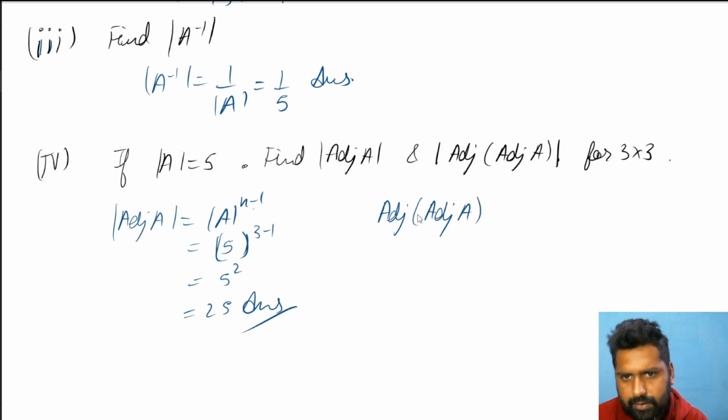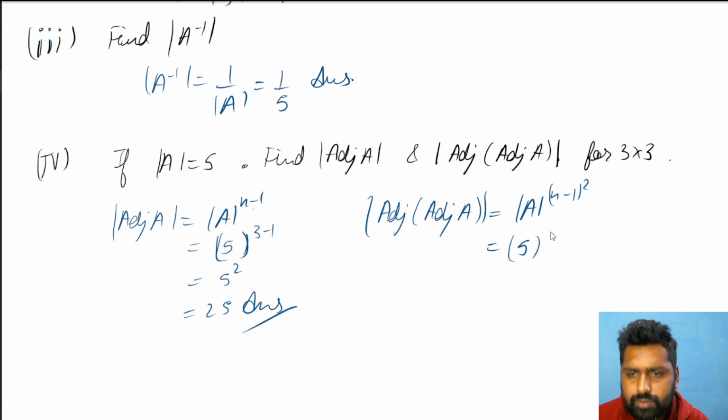Okay, adjoint of adjoint A, determinant of that is mod A raised to power n minus 1 whole square. So 5 raised to power n is 3 minus 1 whole square. So that is 5 raised to power 3 minus 1, 2 square is 4, 5 raised to power 4, that's 625. Yeah, correct. Okay, all right, this is done.